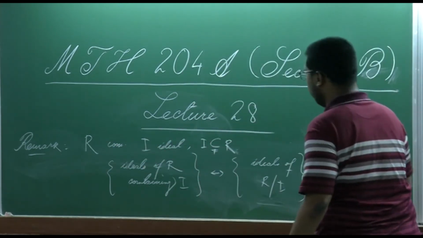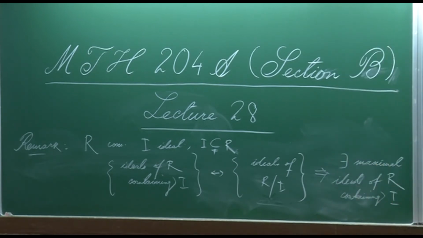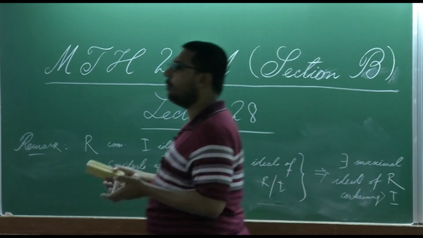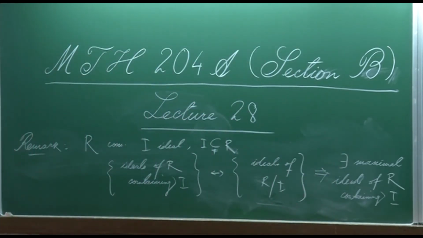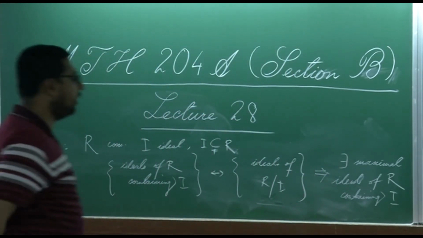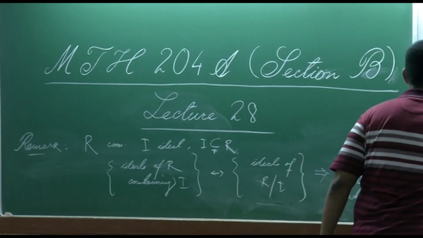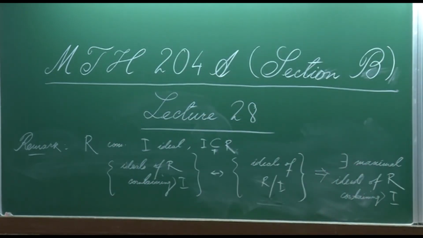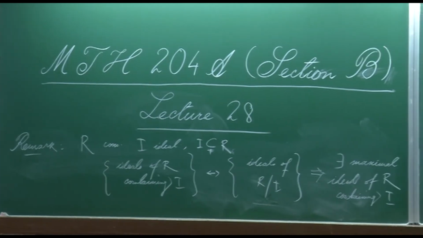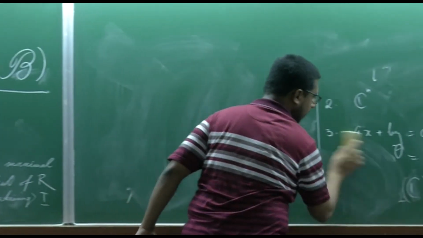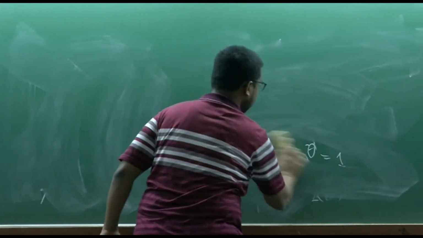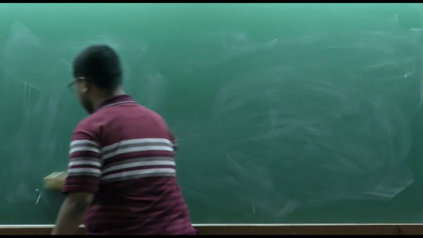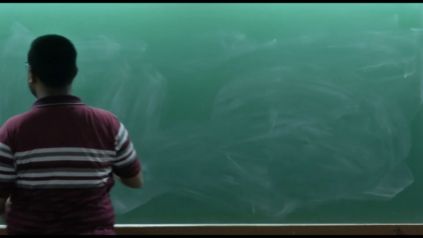So, not only does every commutative ring have a maximal ideal, but also if you give any proper ideal, it is going to be contained in some maximal ideal. That is what we have learned. And now, an immediate corollary to the above proposition is the following. So, what is that?